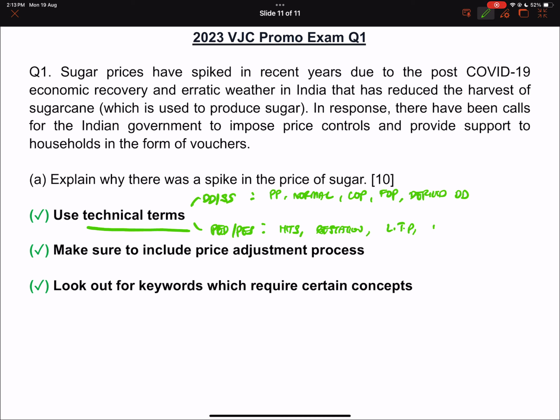And then "more than proportionally" and "less than proportionally" as technical terms. Okay. And make sure you always include a price adjustment process. So again, you can turn off the screen and then try to recall what the adjustment process is. Okay, you can do it a few times, actually it's worth it.